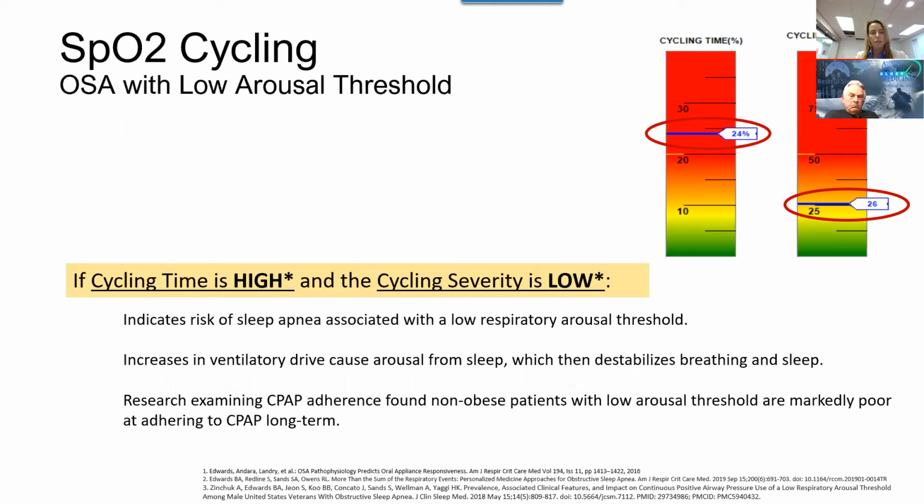What happens is their ventilatory drive increases and causes arousal from sleep, and then destabilizes their breathing and sleep. So they get in this pattern of event after event. In these patients, research examining CPAP adherence found that non-obese patients with low arousal threshold are actually poor at adhering to CPAP long-term. So they may actually be better oral appliance candidates starting off. So again, these are usually your mild apnea patients with some ventilatory instability, but it's mild in nature.